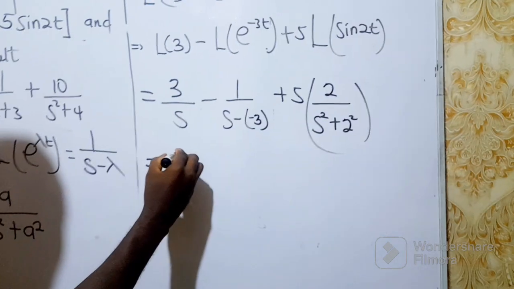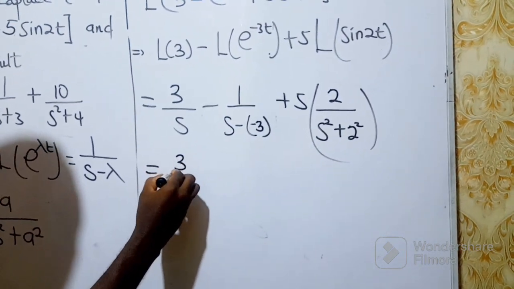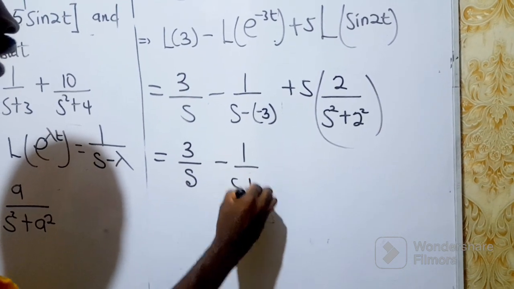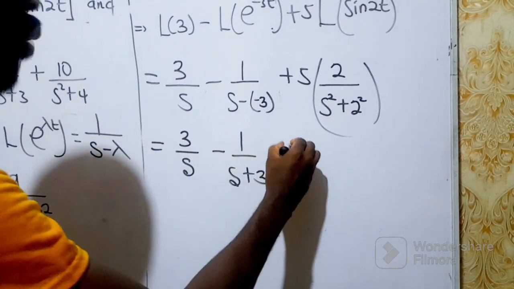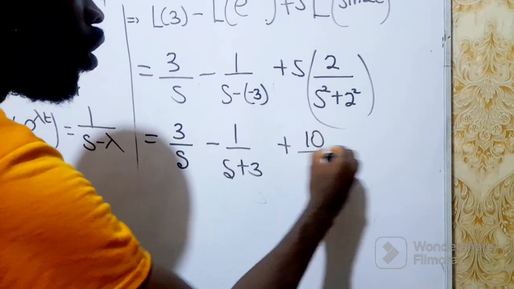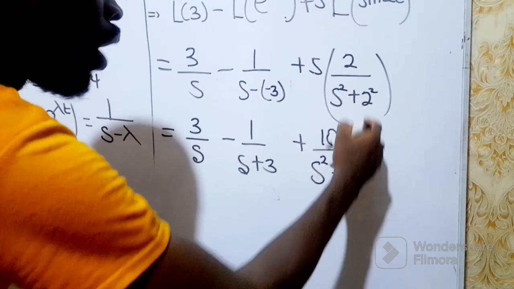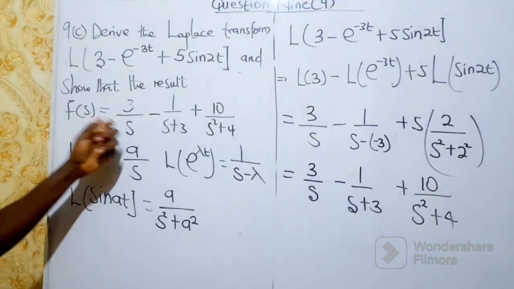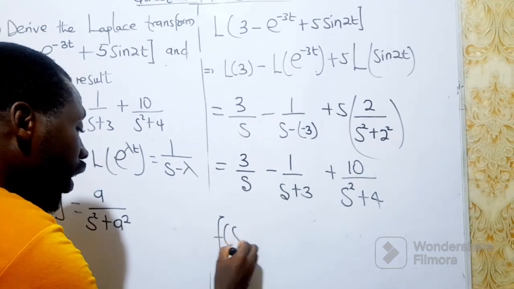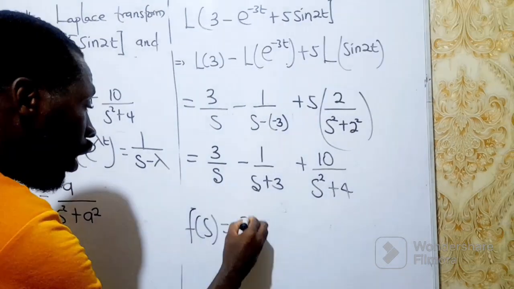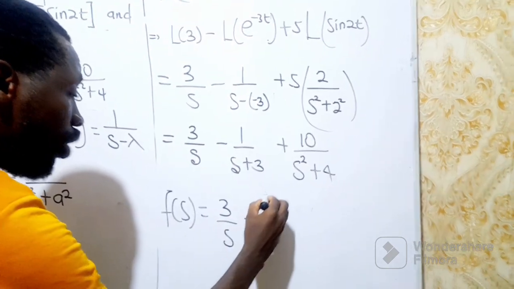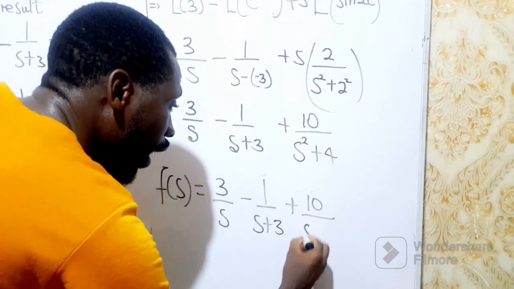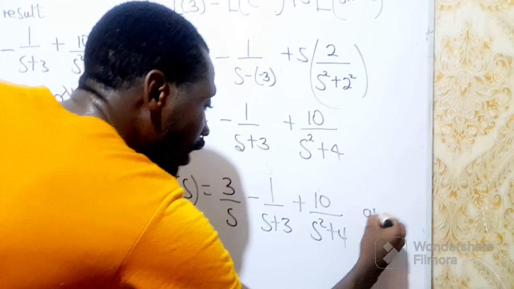So this will be equal to 3 over s minus 1 over s plus 3. Then plus 5 times 2 will be 10. So 10 all over s squared, then plus 2 squared is 4. So we have proved that. We have shown that. Then we can say the Laplace of the function will be equal to 3 over s minus 1 over s plus 3 plus 10 over s squared plus 4 as required.